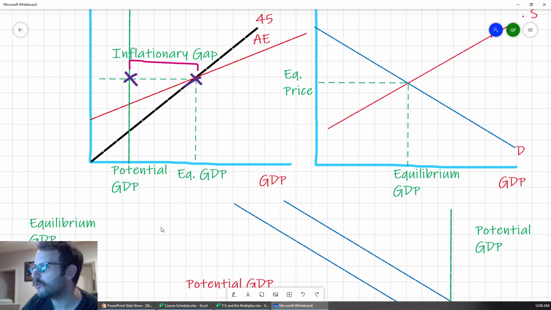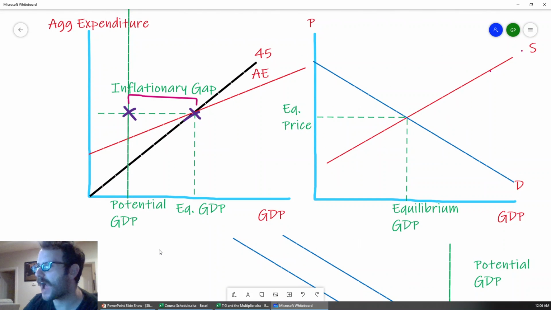Why is it the inflationary gap? Why is it not a recessionary gap? Well, first of all, if your equilibrium GDP is greater than your potential GDP, you're above potential. That sounds like a good thing, not like a recession. And in general, it's a little bit good to be in an inflationary gap, if it's a small inflationary gap. But if it's a giant inflationary gap, then it's not good.